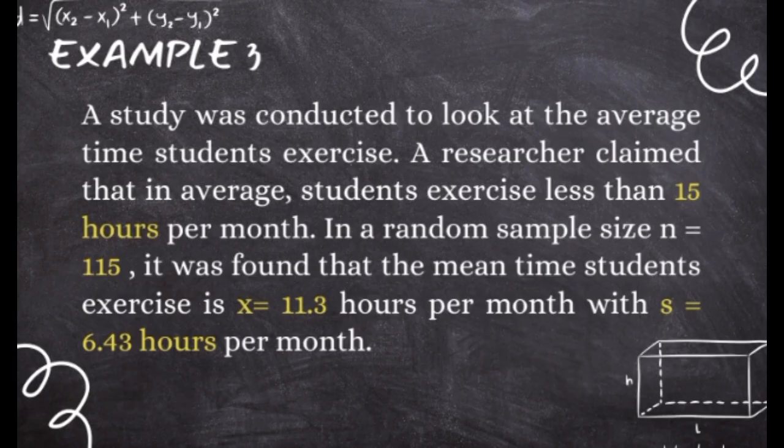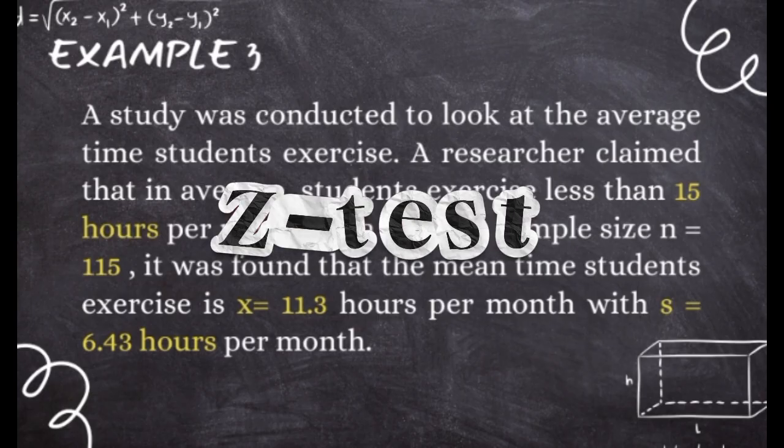So what we will use to identify the statistical test is the z-test, since the sample size is greater than or equal to 30 and the standard deviation is not known. We can see this from the central limit theorem. So we're going to use the z-test.